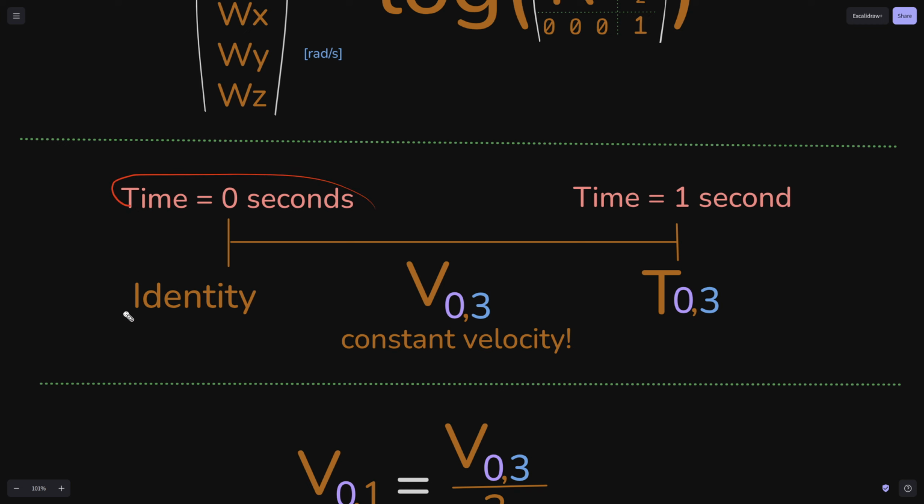In the beginning, we are the identity. We move at constant velocity using the Lie algebra. We do that for just a second, and we end up in the transformation that is the input of the logarithm. Okay, this is how they are related to each other.